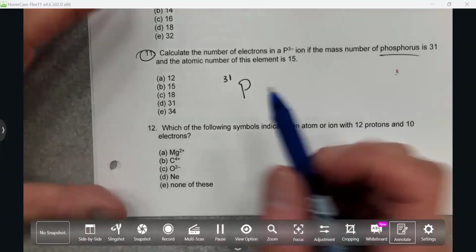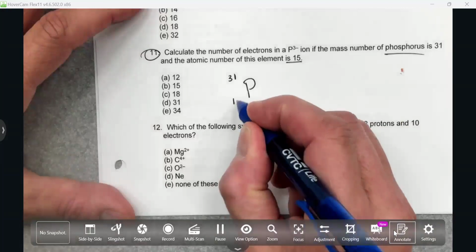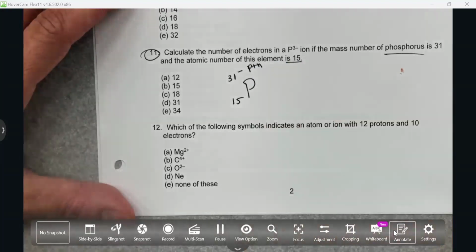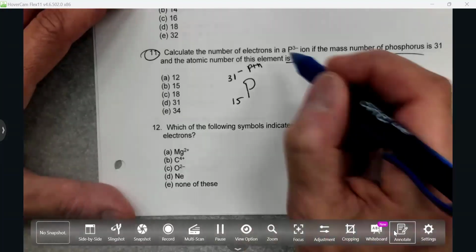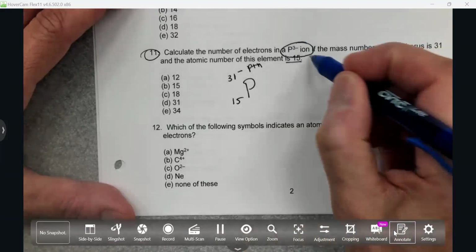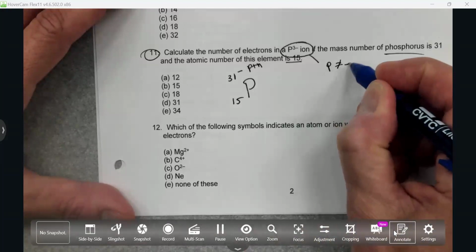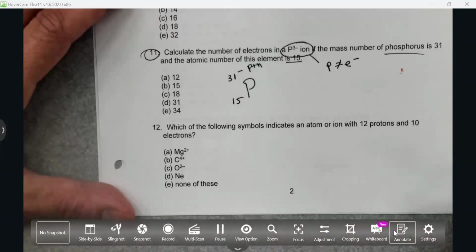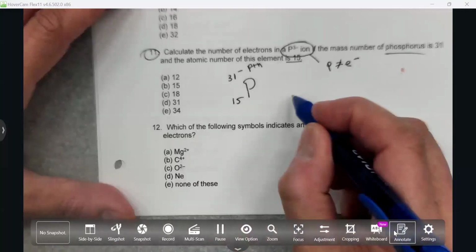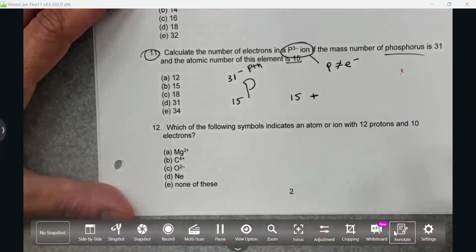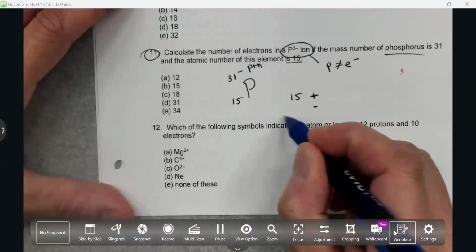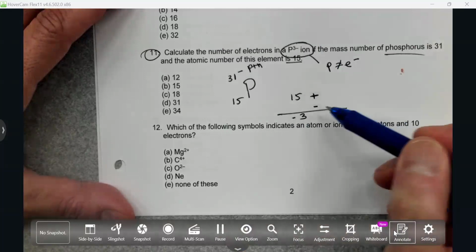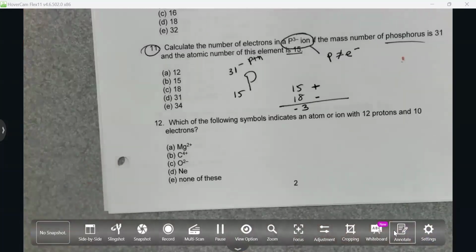So phosphorus-31 would go up there, the atomic number 15. And 31 here should be our protons plus our neutrons. And this is an ion. So we know if this is an ion, the protons are not going to equal the electrons, right? So calculate the number of electrons. We have 15 positive protons. How many negative electrons to result in a -3 charge left over? We would have to have 18 electrons, right? 18 negative electrons.